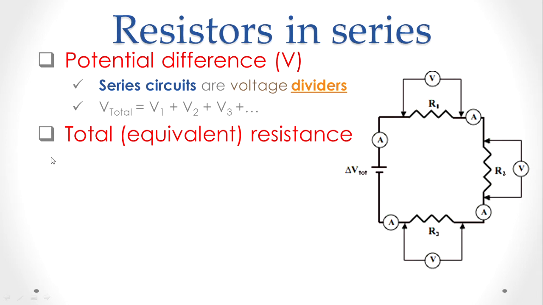So how do we work out the total resistance for a series connection? Very easy. You just add them all together, as simple as that. So in this case, it'll be R1 plus R2 plus R3 will give us the total resistance.